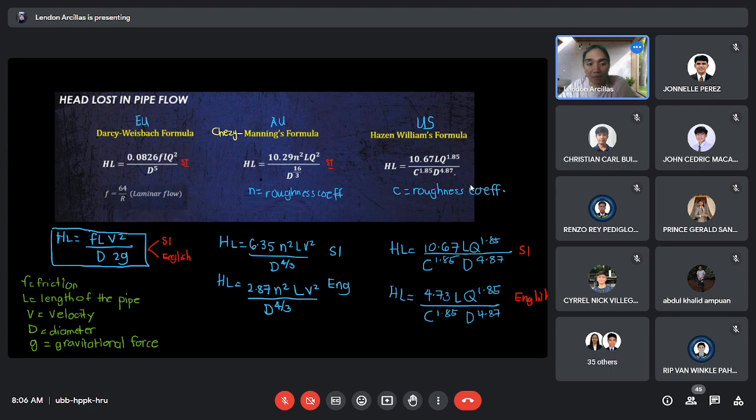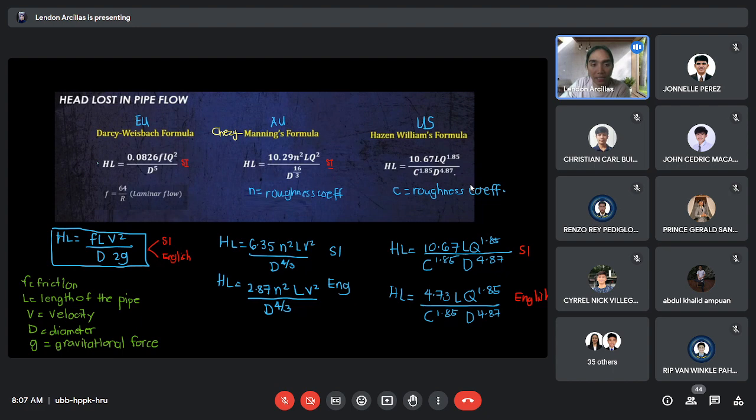Pag binigay yung F, ang gagamitin na formula is Darcy. Pag binigay yung N, you use the Chesney-Mannings. Pag binigay yung letter C or the roughness coefficient, that is Hazen-Williams formula. So, meron siyang kaukulang SI unit, SI formula, and English formula. Okay? So, F, N, and C are pareho lang sila. That is roughness coefficient. So, magkakaiba lang yung formula nila dahil iba-iba silang proponents from different countries.